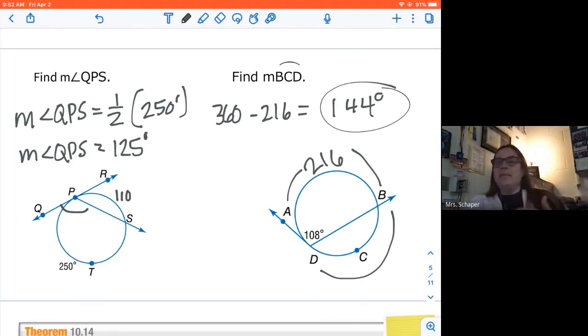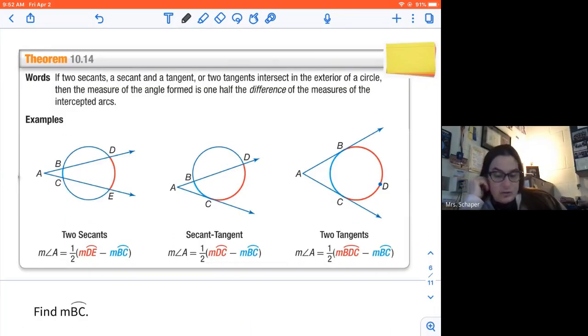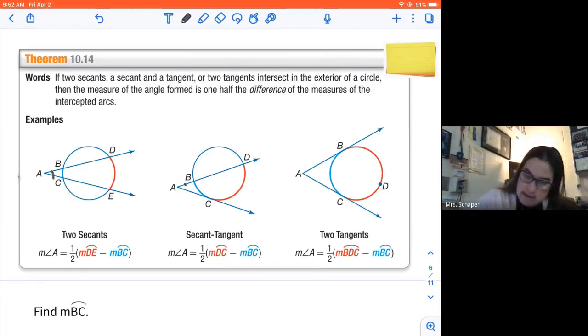Here we go. Again, it's just going to take practice. We want to review, review, review. If two secants, a secant and a tangent, or two tangents, so we're talking about any of these relationships, if they intersect at the exterior of the circle, the measure of the angle formed is half the difference of the measures of the intersected arcs.